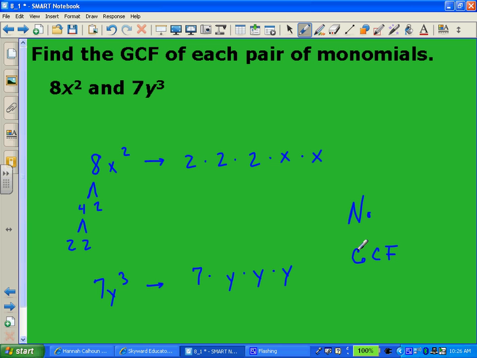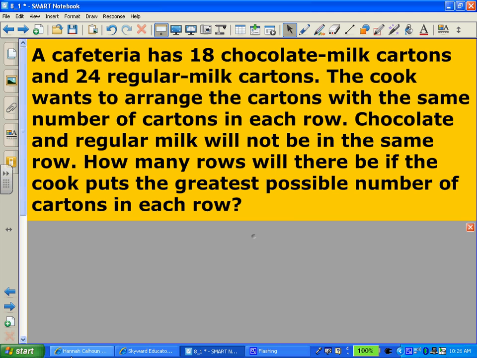But, yeah, there's no GCF. Or I guess I'll look it up and I'll let you know on Monday whether we should write 1 or whether we should write no GCF. I don't remember right off the top of my head, but you kind of get the point.